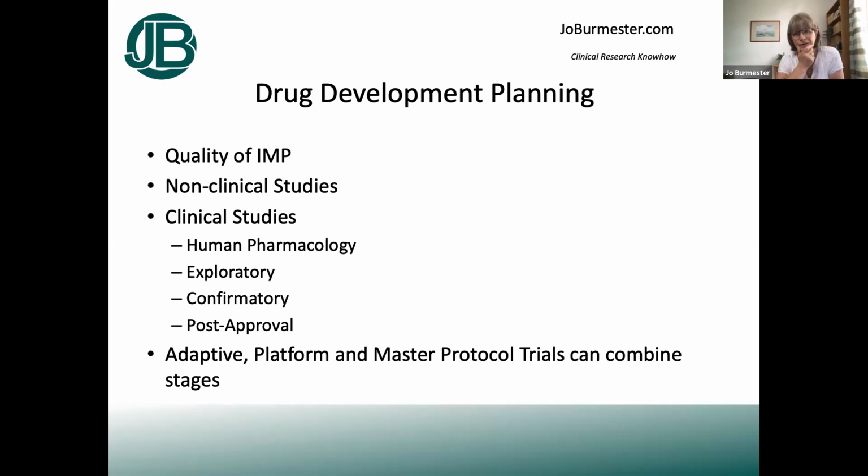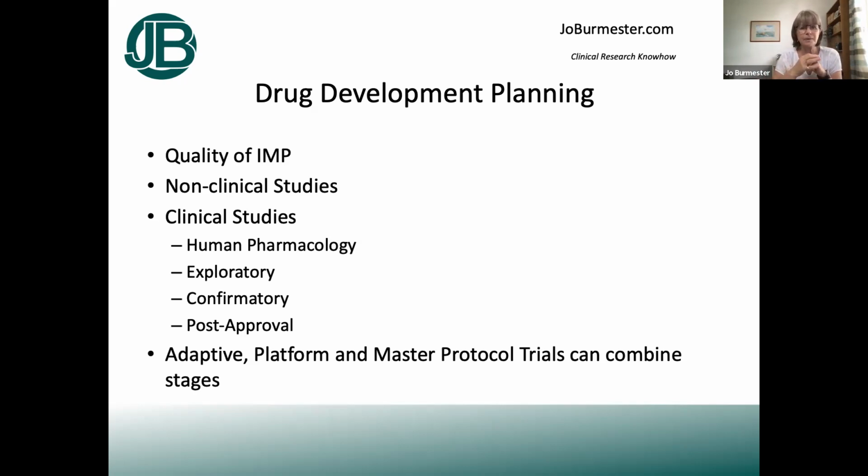There's then exploratory, which would be the equivalent of sort of phase 2. So once we've done the kind of pilot human pharmacology ones, we then start to look at, does it actually work? Maybe confirming the dosage that we're wanting to use. And then the phase 3 type trials, they're calling confirmatory. So those are the kind of pivotal phase 3 trials, which will give you statistical significance and allow you to apply for marketing authorization. And then there's post-approval, which might be interventional or non-interventional.